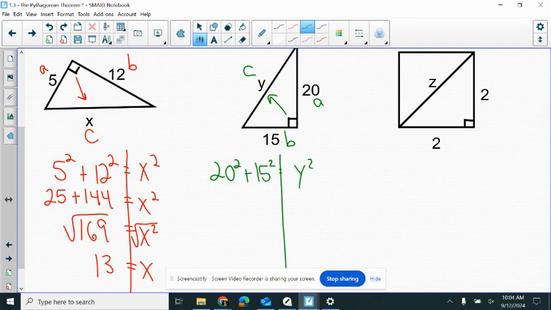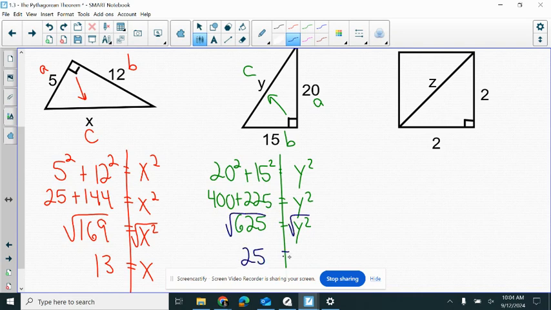And we evaluate it, you solve it. 400 plus 225 equals y squared. Add those together. Then last step, you do the square root, you get y by itself. You get 25 equals y.